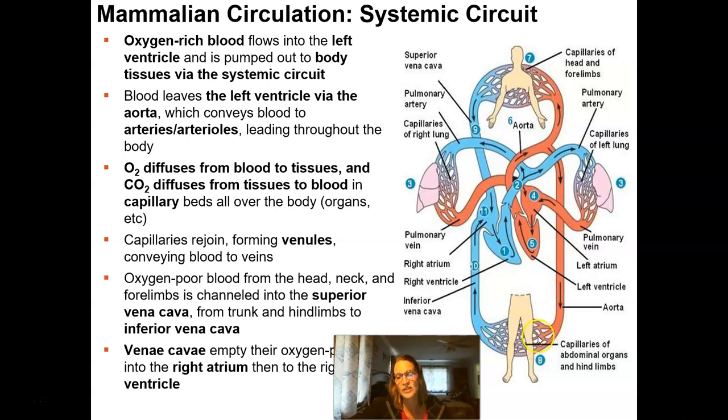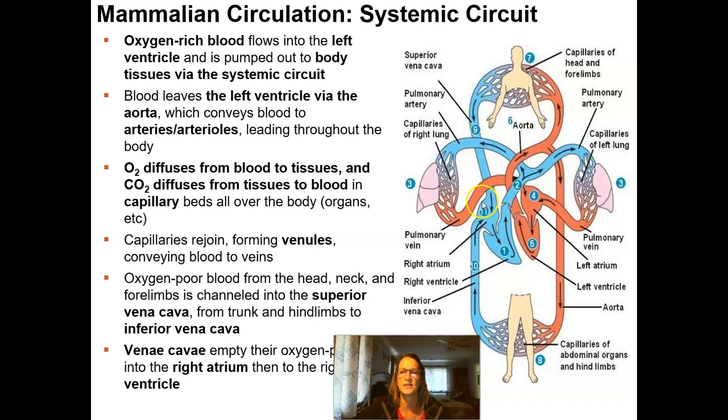And once the blood passes through one capillary bed, it's going to return into venules and into veins, and then it is going to return to the heart through the vena cava. Okay, so if it's coming from the bottom part of the body, it's called the inferior vena cava. And if this deoxygenated blood now is coming from the top of the body, it's going to enter the heart through the superior vena cava.